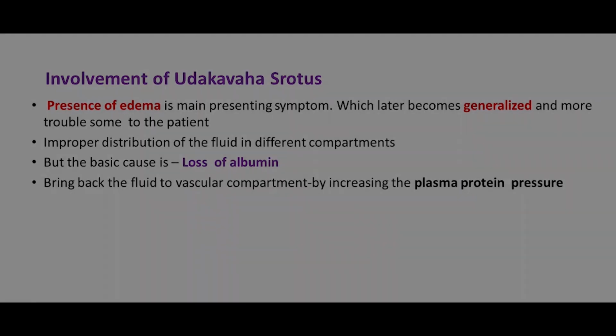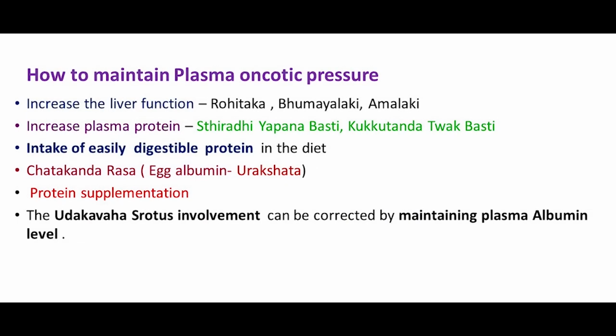So how to maintain the plasma oncotic pressure? It is very simple. We have to increase the protein synthesis, especially albumin, and it is done by increasing the liver function. When liver function is increased, it leads to more and more production of albumin, and this albumin maintains the plasma oncotic pressure, and edema will be reduced. That is, Udakavaha Sroto Dushti will be cleared.